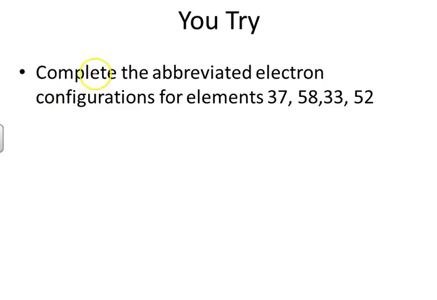Now, I would like for you to try completing the abbreviated electron configurations for elements 37, 58, 33, and 52. Have these in your notes when you submit them, and be prepared to answer questions about them when you come to class.